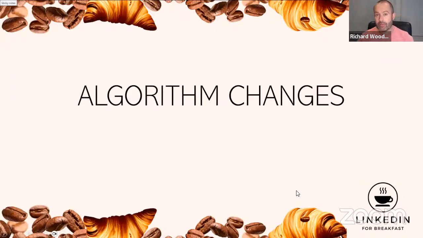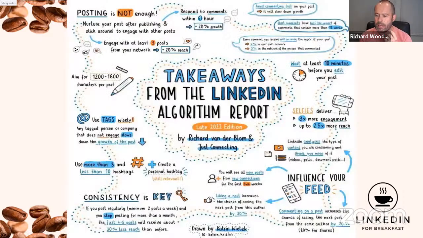So, algorithm changes that we need to be aware of. And actually, when I say changes, these are almost algorithm changes that happened like a year ago that are important for you to understand as core elements of when you're approaching anything, right? And the lovely Laura Toot brought my attention to this wonderful graphic here, and it is in the LinkedIn for Breakfast school group as a post as well. But essentially, there are a few key takeaways from here which I think are important to share. Things such as nurturing your post after publishing and actually sticking around to engage with other people.